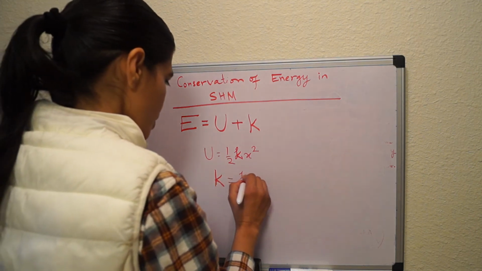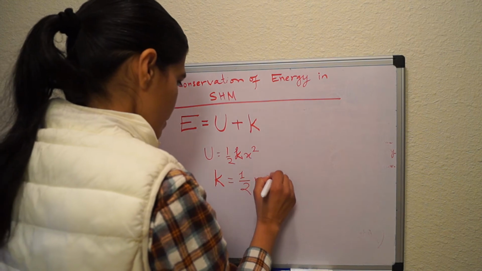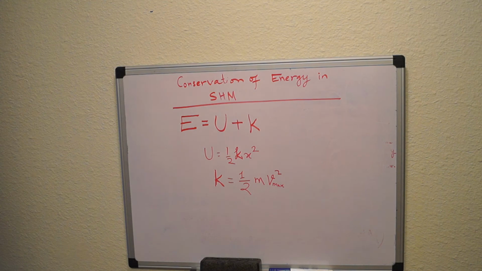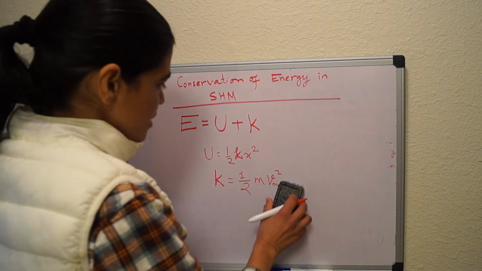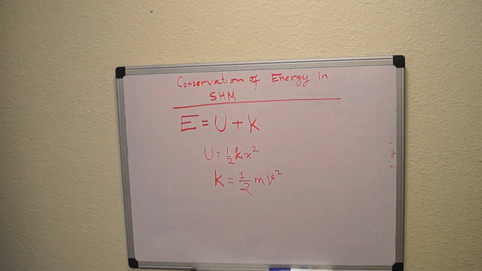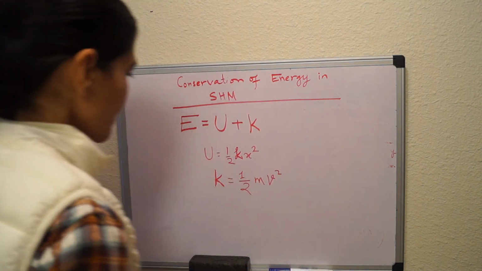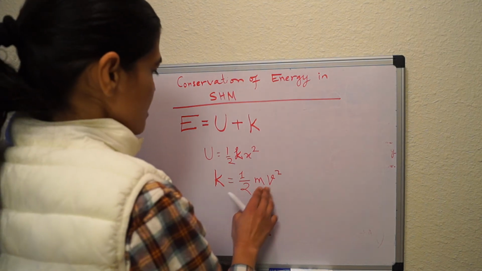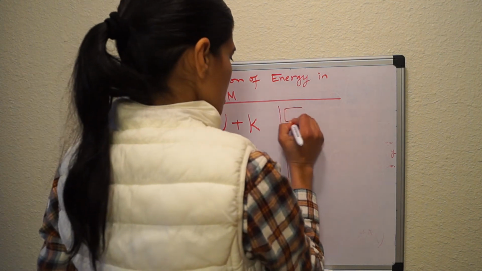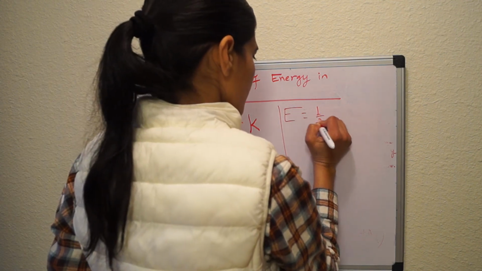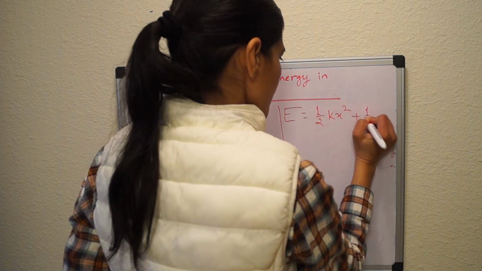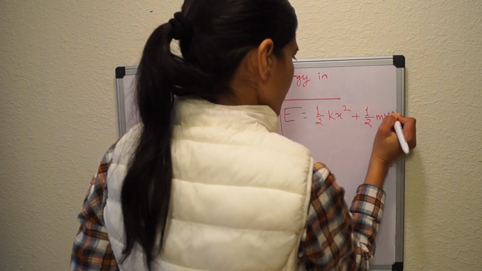Okay, so this is what? Half m v max squared, or you could really write just m v squared. Let us write just v squared, since maximum is only applicable to certain times, then we can use it for any time. So kinetic energy is half the mass times the velocity squared. So the total energy E is just the sum of half kx squared plus half m v squared, right?